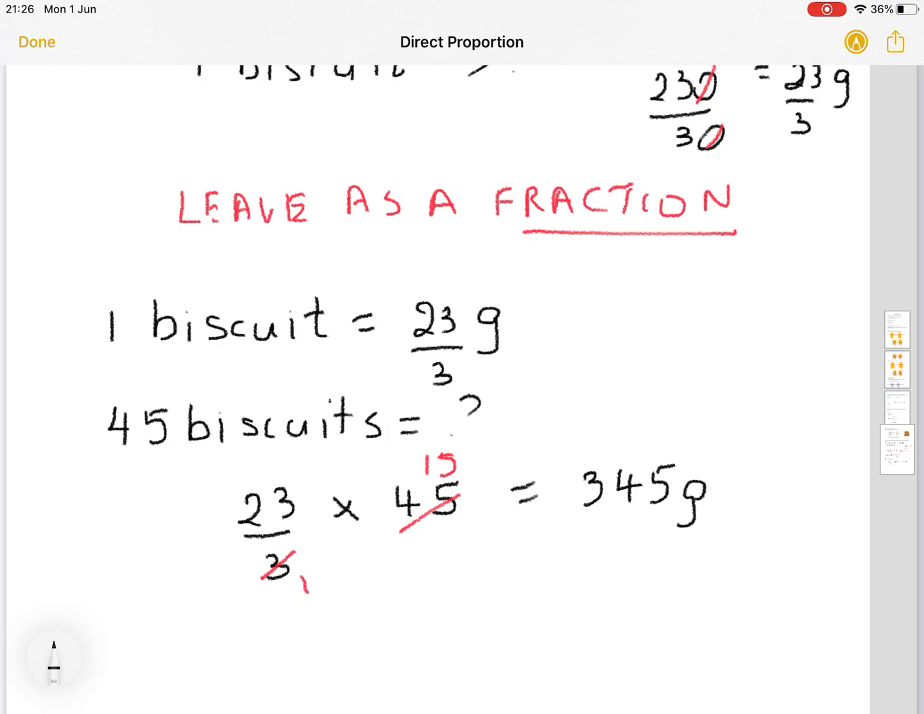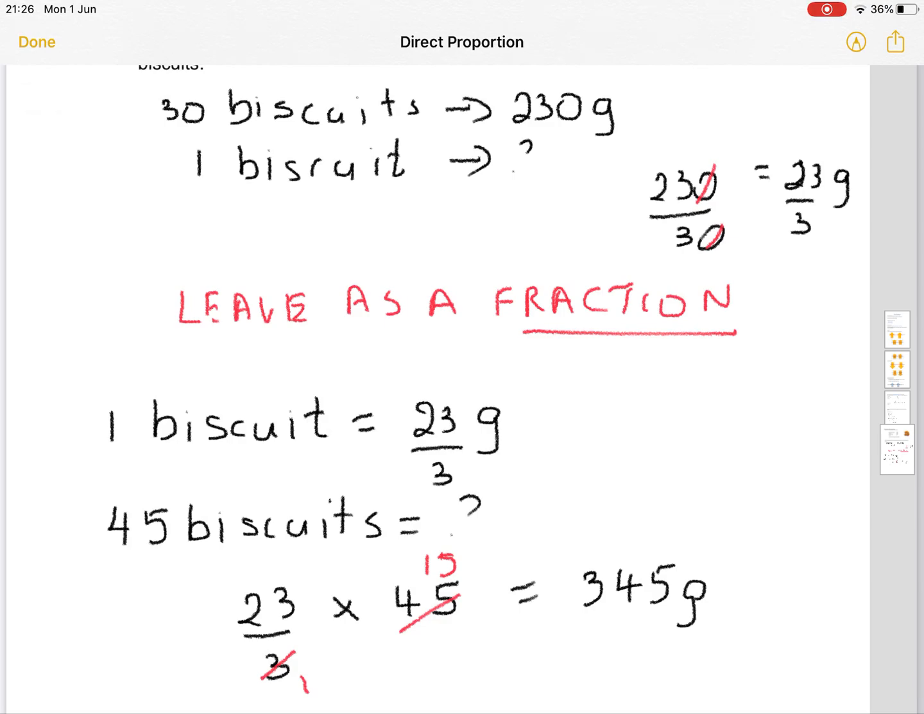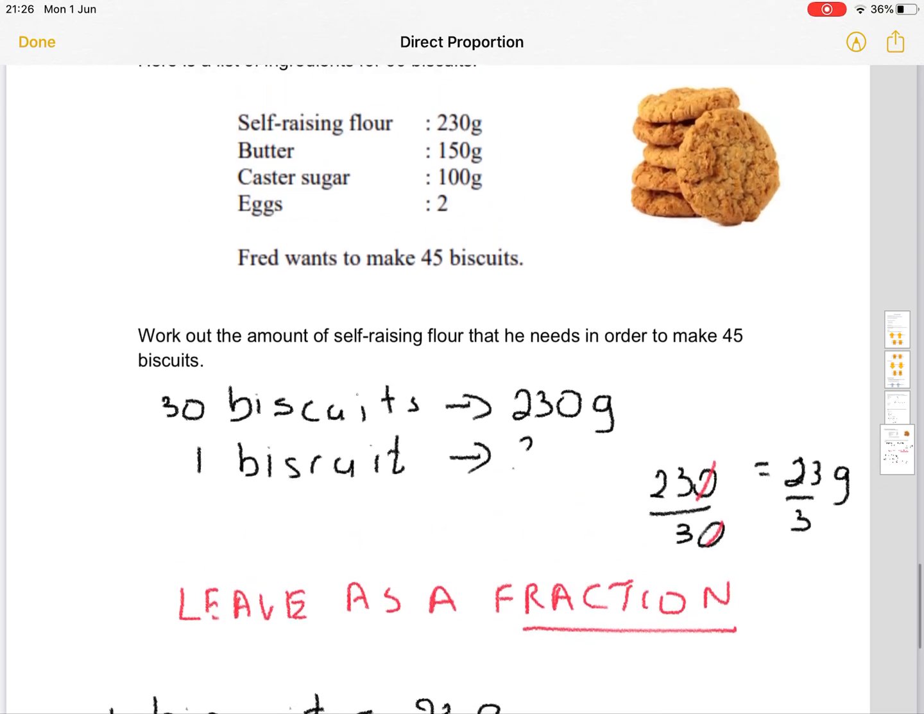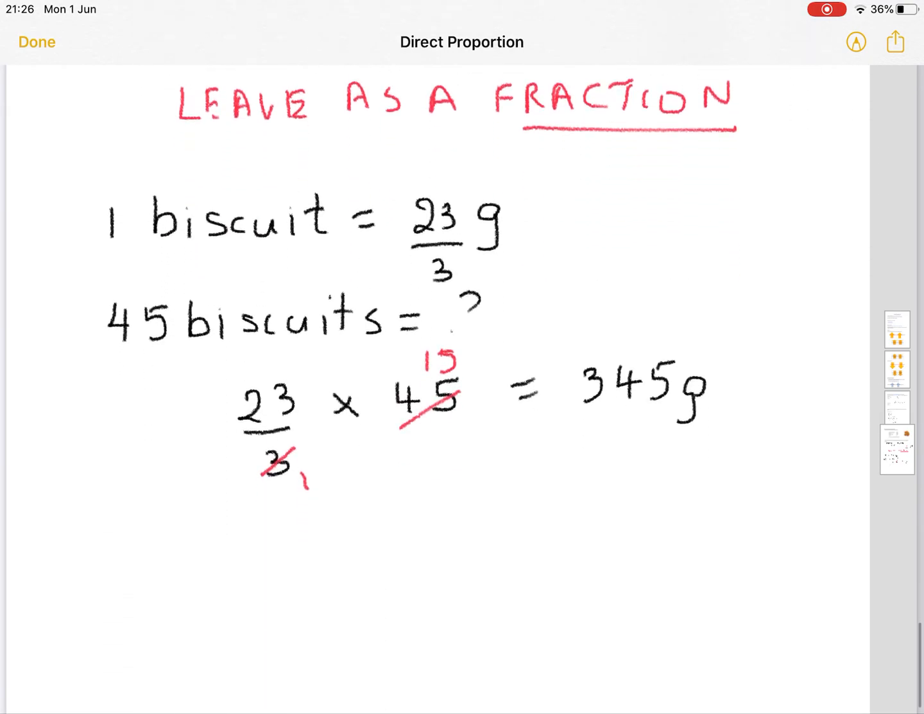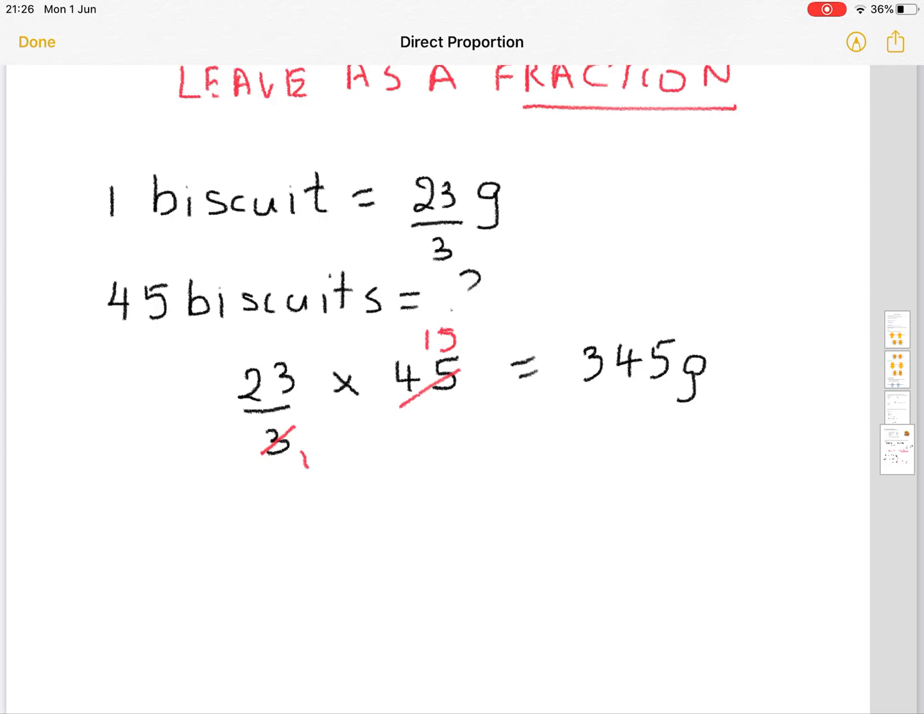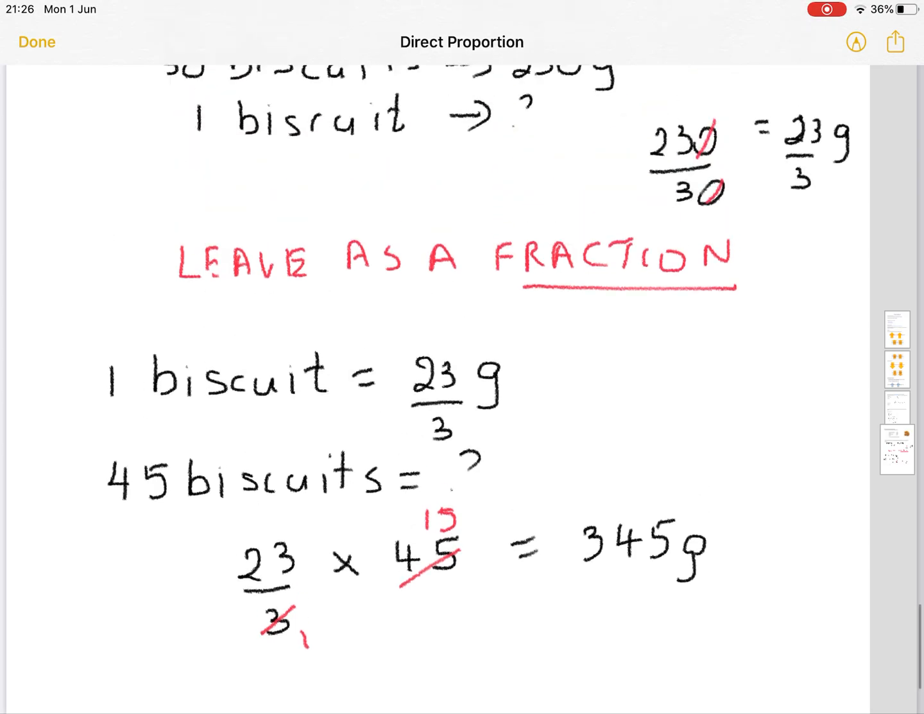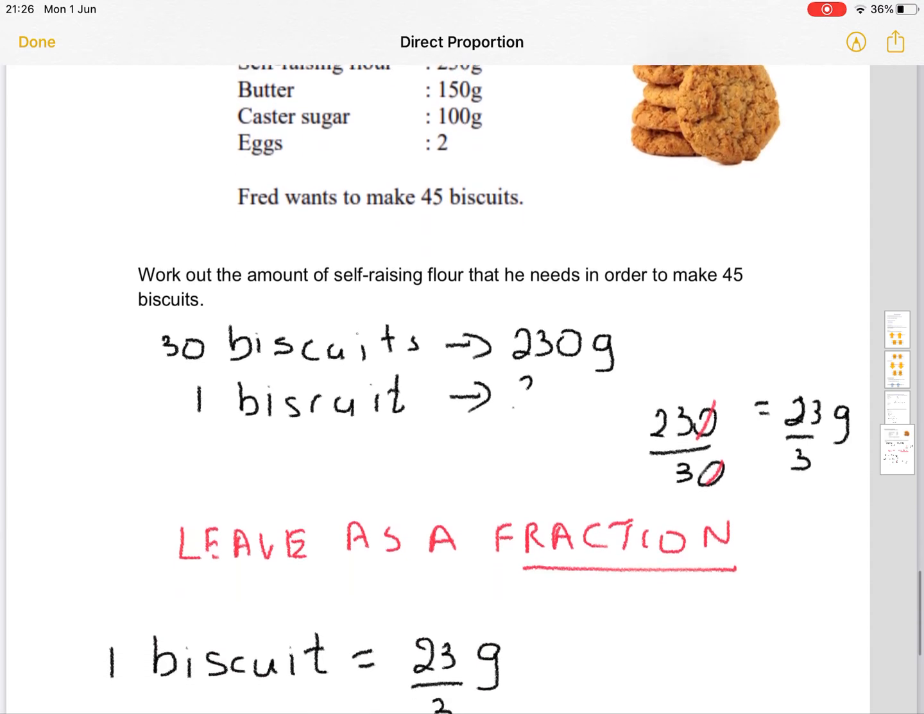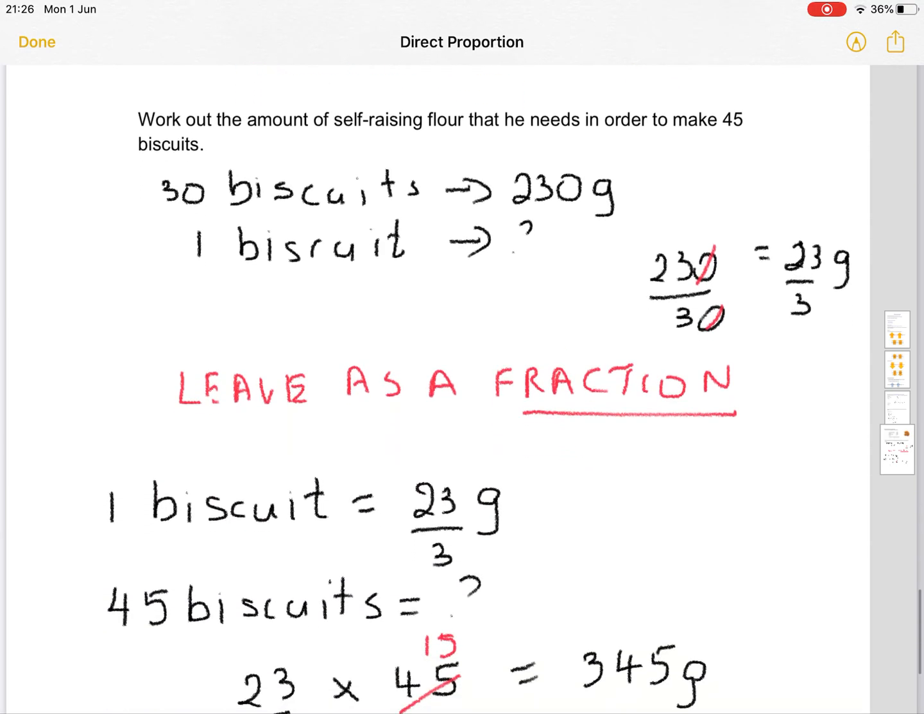So I found the amount needed for one biscuit first. I left it as a fraction because 23 all over 3 is a recurring decimal, alright. Then I found the value of 45 biscuits because Fred wants to make 45 biscuits, alright. The 3 into 45 cancels out. 23 times 15 is 345. In this case, I use the unitary method, but you can still use the cross multiplication method, which would give the same answer, okay? So choose whichever method you prefer, all right?